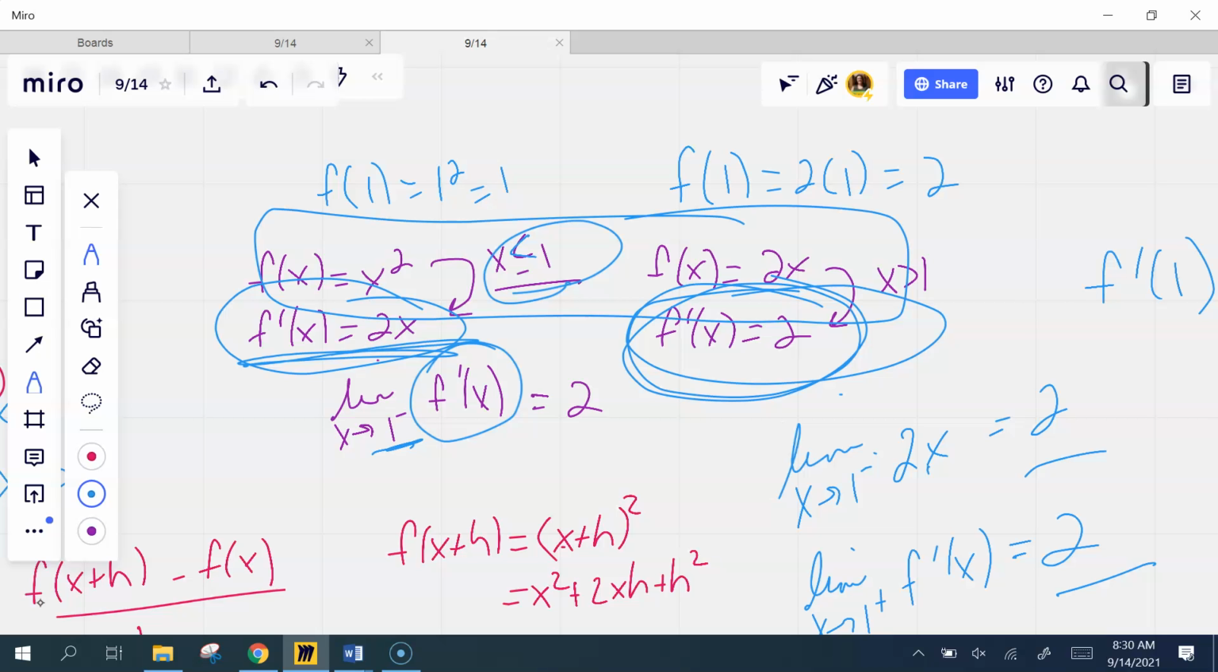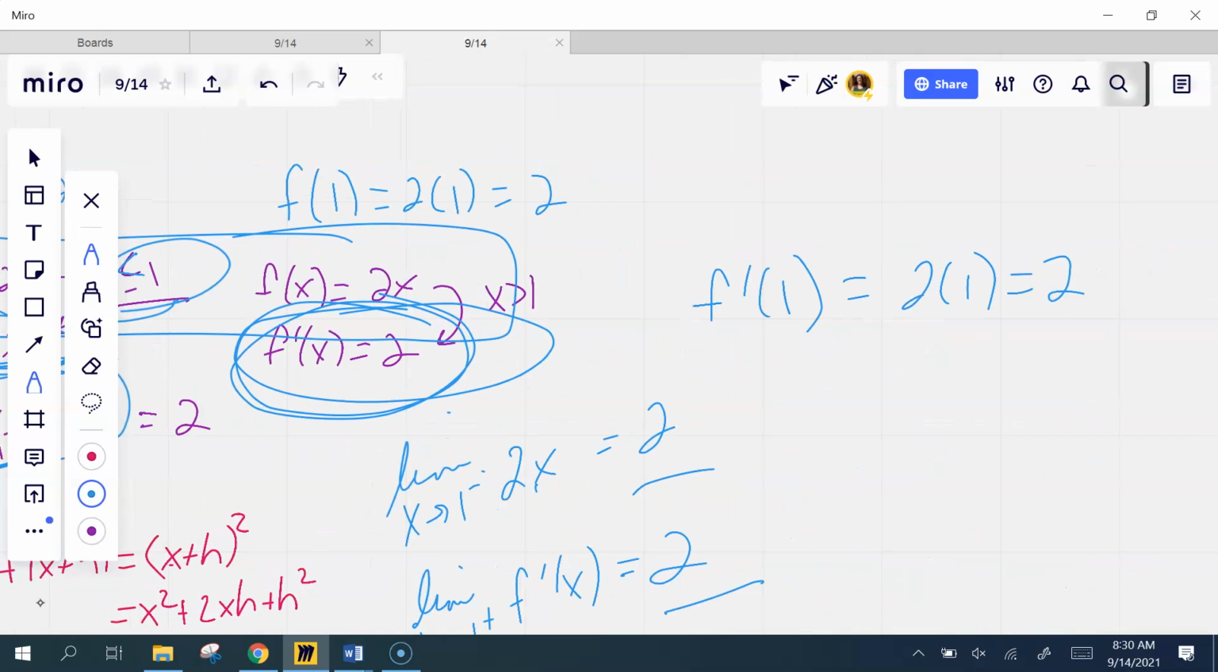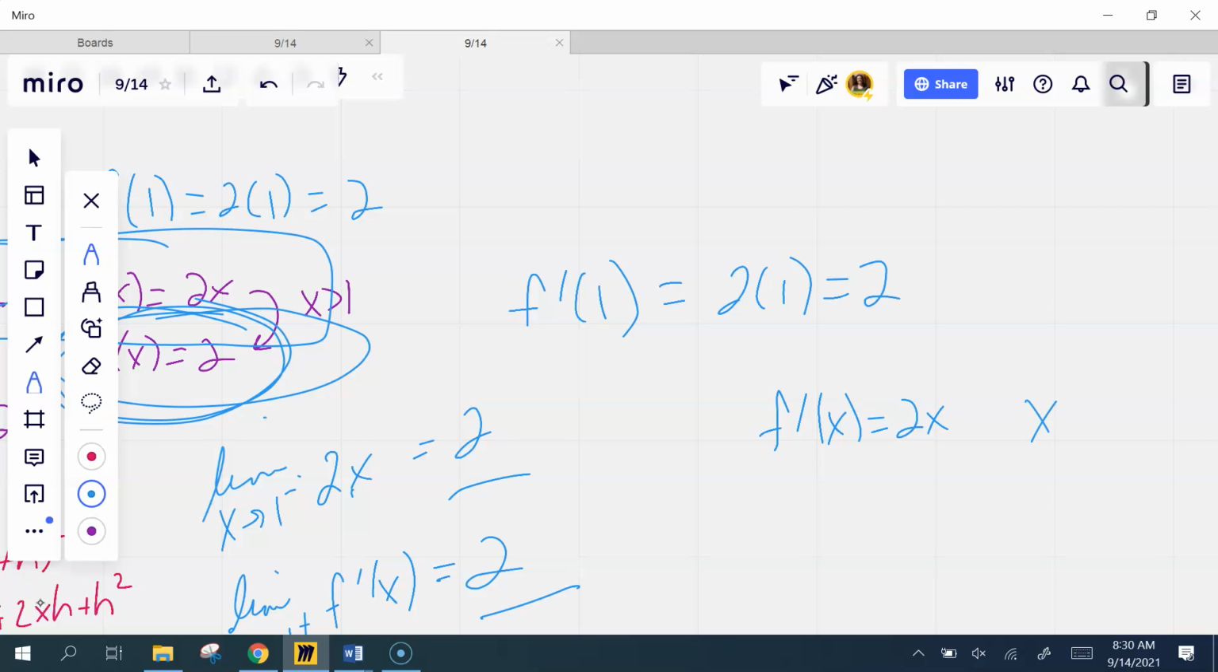And so if you take the derivative there, I've got 2 derivatives, right? I've got 2x when x is less than 1, and 2 when x is bigger than 1. Is that continuous at the point 1? Yes. And it's 2. Both sides, if you plug in 1 for x, you're going to get 2.